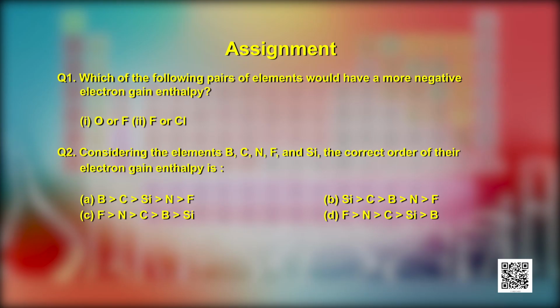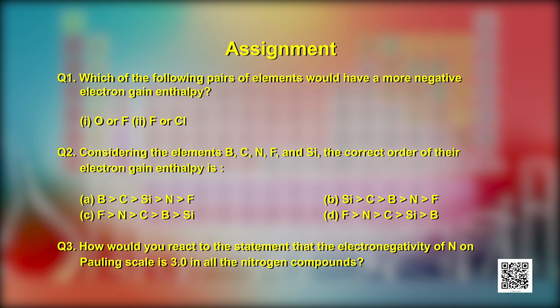Students, here are a few questions for you to test yourself. Question 1. Which of the following pairs of elements would have a more negative electron gain enthalpy and why? Oxygen or fluorine? Fluorine or chlorine? Question 2. Considering the elements boron, carbon, nitrogen, fluorine and silicon, what is the correct order of their electron gain enthalpy? Question 3. How would you react to the statement that the electronegativity of nitrogen on the Pauling scale is 3 in all the nitrogen compounds?